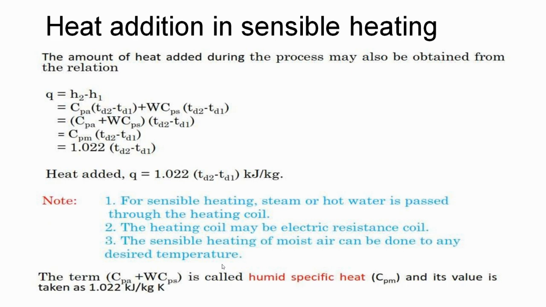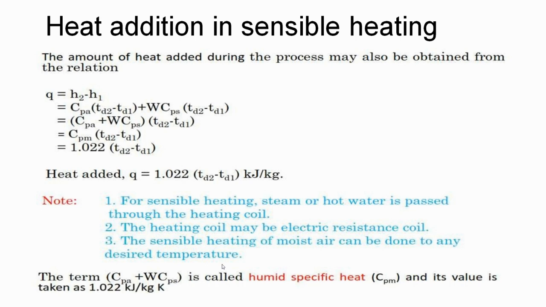Cps means the specific heat of water vapor, and W is the humidity ratio. Here the temperature difference is TD2 minus TD1. After solving we get 1.022 into TD2 minus TD1. So the heat added is Q equals 1.022 into (TD2 minus TD1) kilojoule per kg or watt.